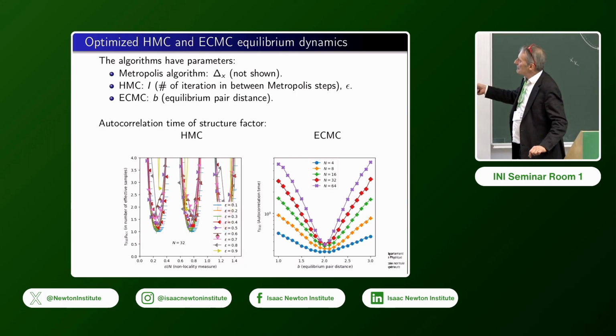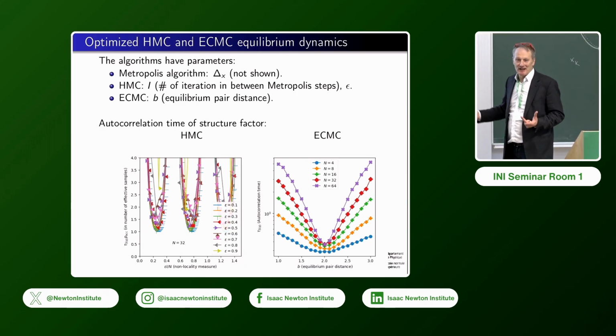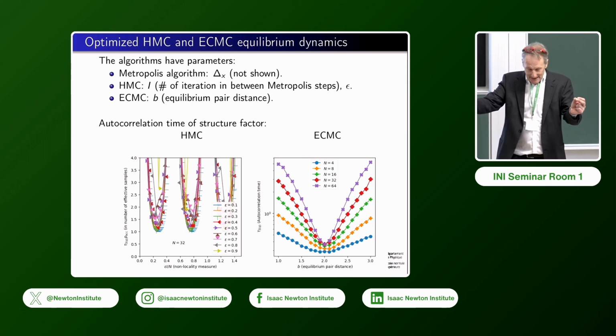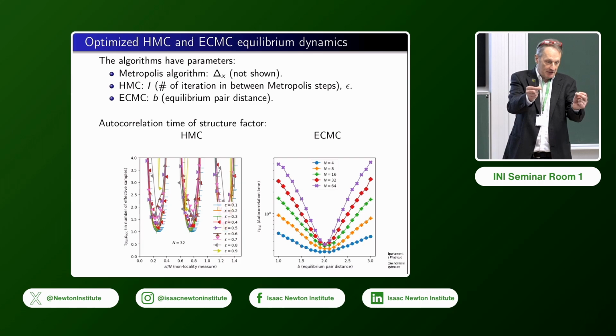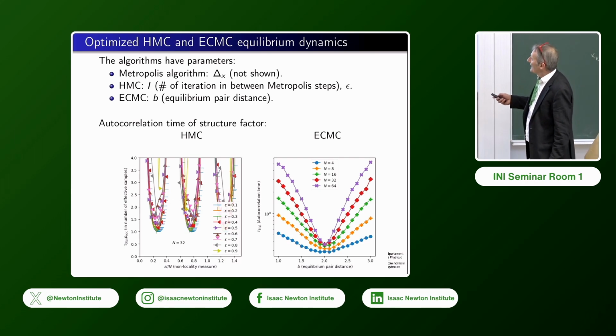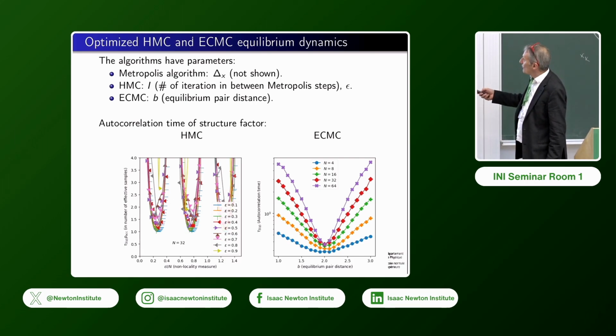I haven't shown it here, but HMC, Hamiltonian Monte Carlo, also has parameters. Two parameters. You start at x, you make epsilon, epsilon, epsilon, epsilon, epsilon. You make them I for iteration. You have a certain number of iterations, and then you have an epsilon. So there are two parameters that you have to optimize. And ECMC, event-chain Monte Carlo, has one parameter, which is B, the equilibrium pair distance.